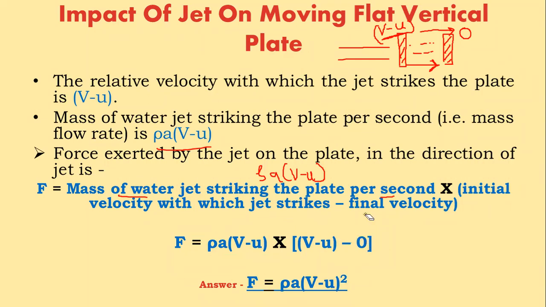So our formula will be: force exerted by the jet on the plate in the direction of the jet will be rho a into bracket v minus u whole bracket square.